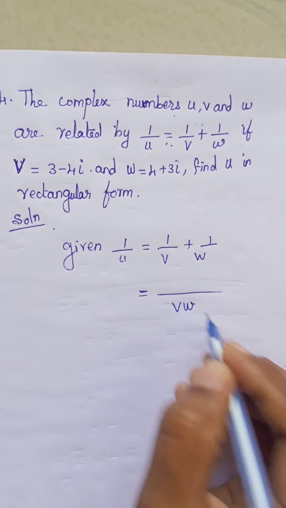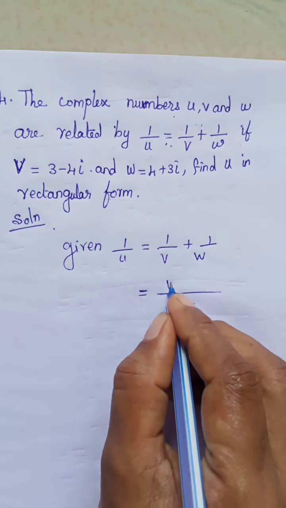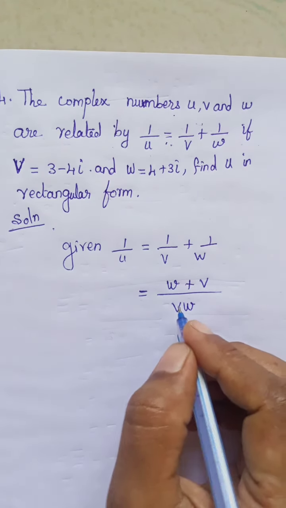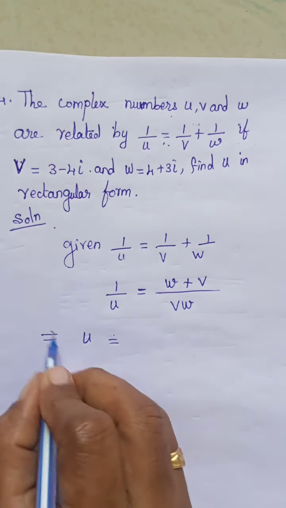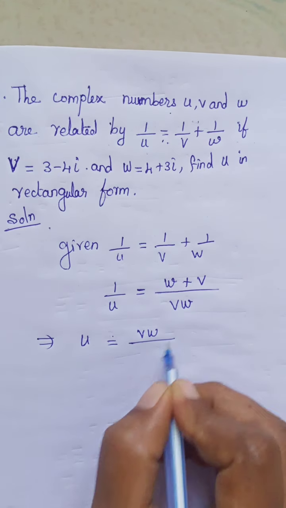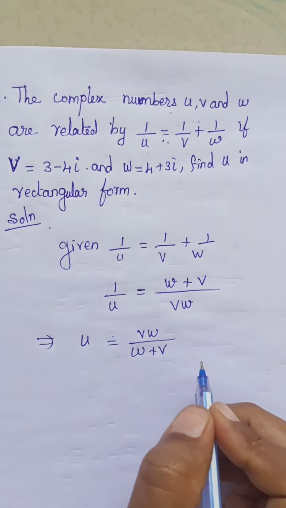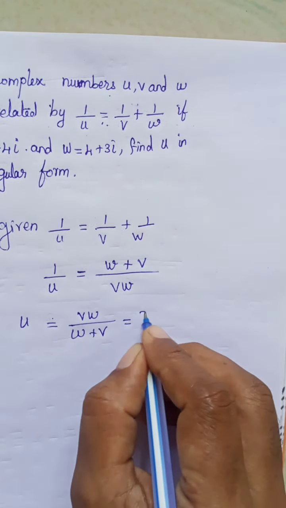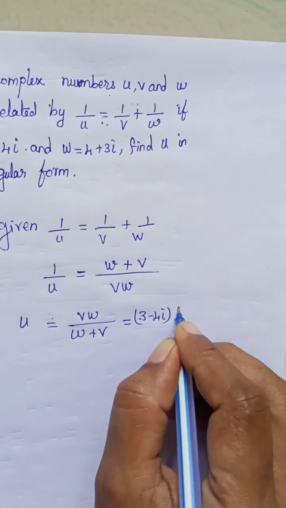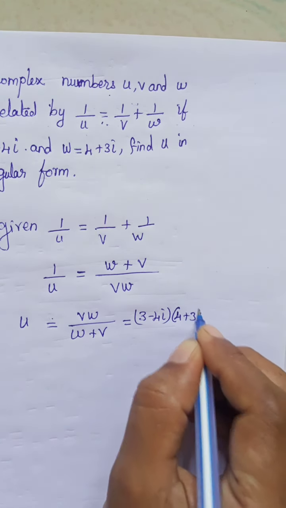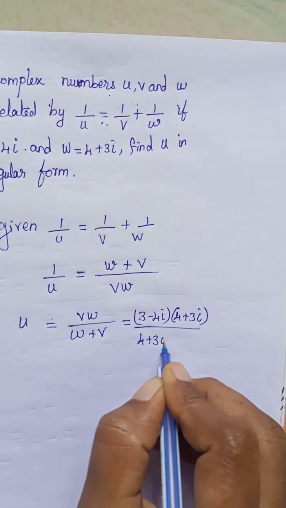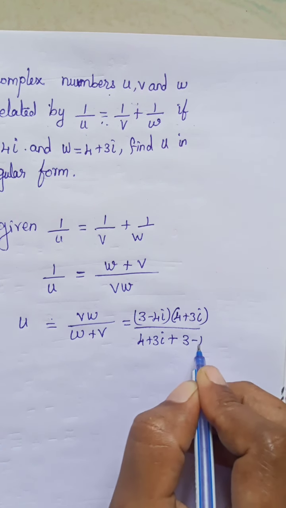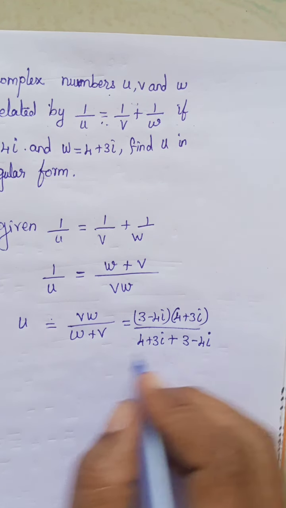See, v into w will be the LCM, isn't it? So here w plus v, this is 1 by u. Which implies that we have to take the reciprocal: u is v into w divided by w plus v. Is that clear? Now shall we substitute and simplify? The value of v, 3 minus 4i, into 4 plus 3i, divided by 4 plus 3i plus 3 minus 4i. Shall we simplify this?